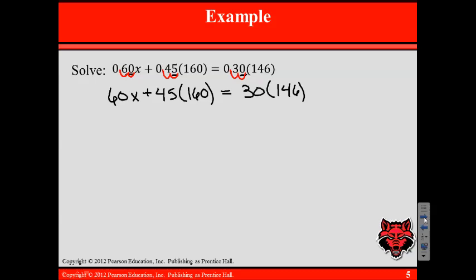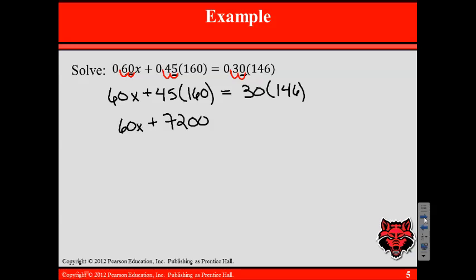Okay, so that is another method other than multiplying by 100, which would have been perfectly fine. That's another method to remove the decimals from the problem. Once we've done that, we need to simplify by multiplying first 45 and 160, which is 7,200.